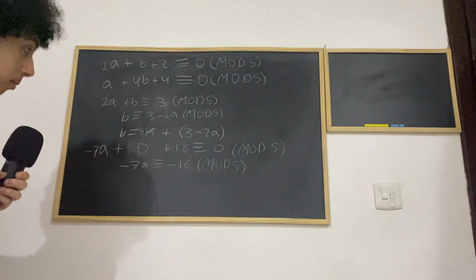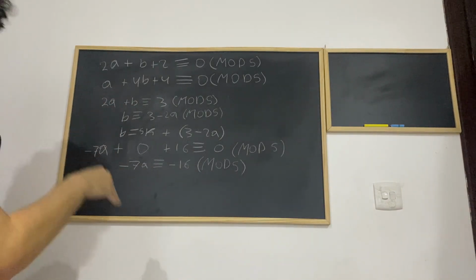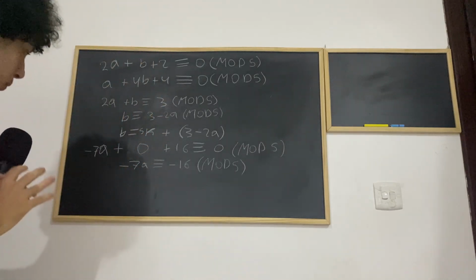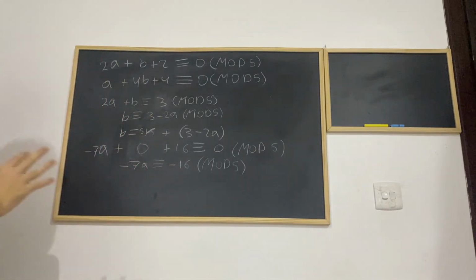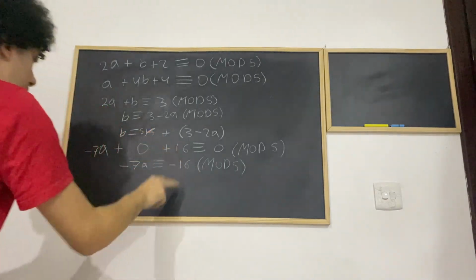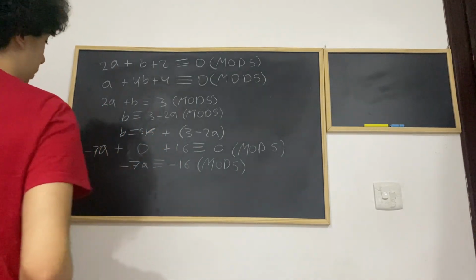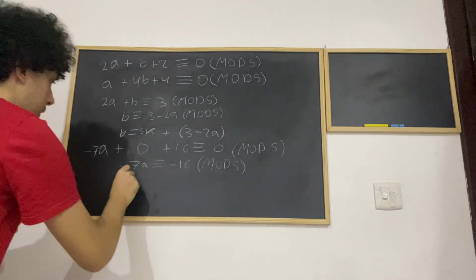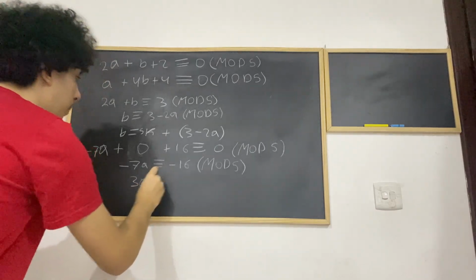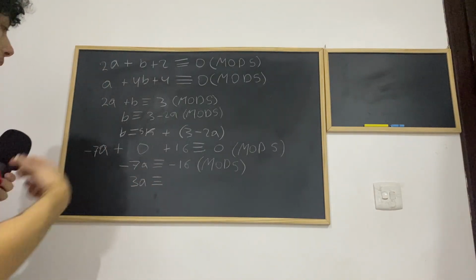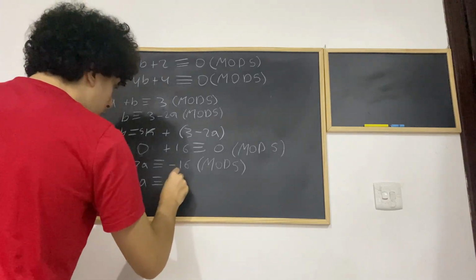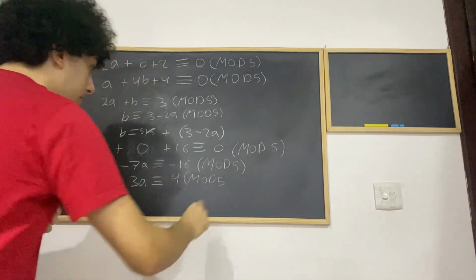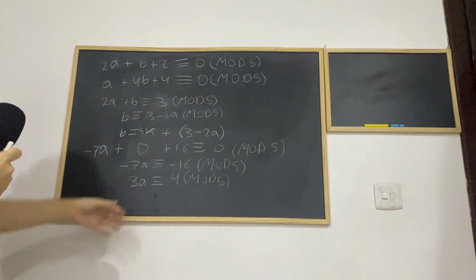Now, here's the thing. We don't like negative numbers, remember? Negative numbers are a big no-no. We hate negative numbers here. Negative numbers can just leave the room. We don't want them. So what can we do? We can just keep adding 5 till the negative number goes away. Now, we can actually also do this with the coefficient of a here, right? So in the end, we will get, so negative 7 plus 5 plus 5 will give us 3. So 3a is congruent to negative 16 plus 5 plus 5 plus 5 plus 5 will give us 4. Congruent to 4 mod 5.